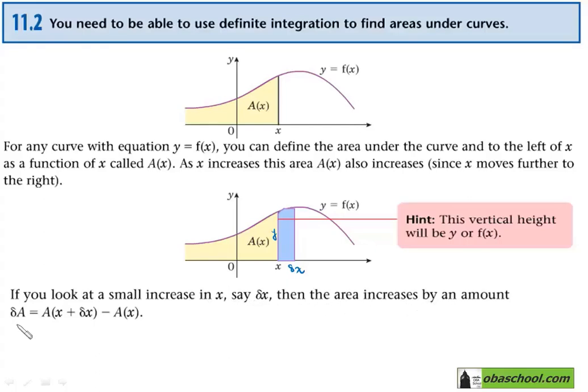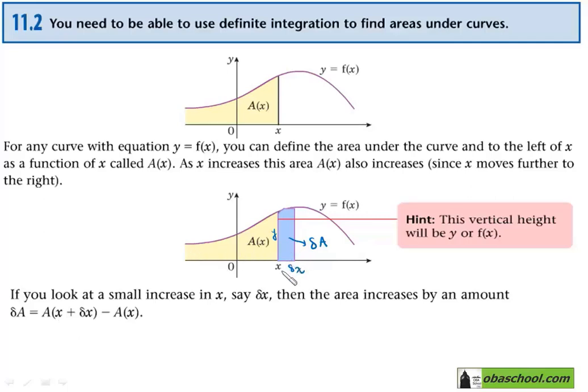delta a. As we said, whenever x increases, thus moving to the right, the area will also increase. So if x increases by a small amount, then the area will increase by a small amount. This amount is delta a.